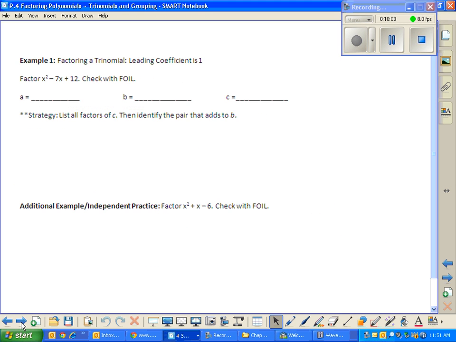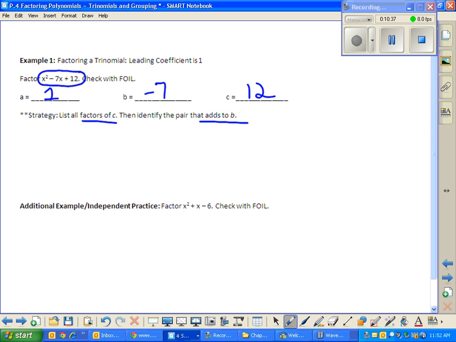Our new methods for today involve asking yourself a question. First of all, we're asked to factor something simple like x squared minus 7x plus 12. The first thing you want to consider is that the a value in this problem is 1. That's your number in front of x squared. The b value in this problem is negative 7. And then the c value is 12. And the question you ask yourself is, what are the factors of c that add to b? This will help you factor these types of problems quickly and efficiently.